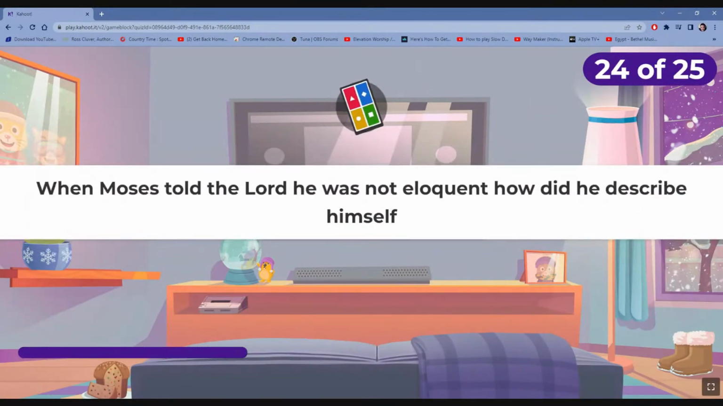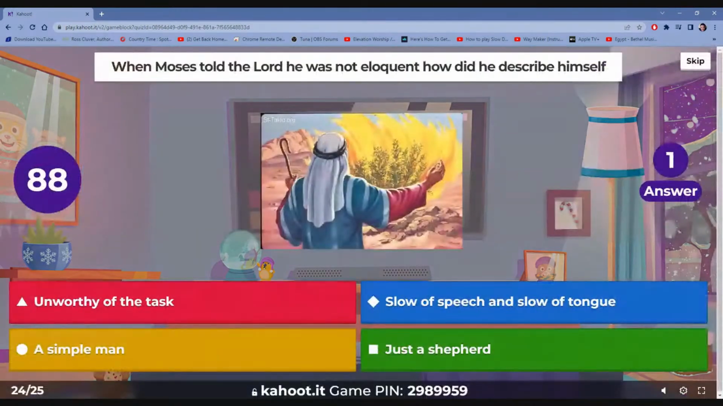Second to last question. When Moses told the Lord he was not eloquent, how did he describe himself? Red, unworthy of the task. Blue, slow of speech and slow of tongue. Yellow, a simple man. Or green, just a shepherd. When Moses told the Lord he was not eloquent, how did he describe himself? Unworthy of the task in red, slow of speech and slow of tongue in blue, a simple man in yellow, and just a shepherd in green. Six answers in. I think there are two more to go.